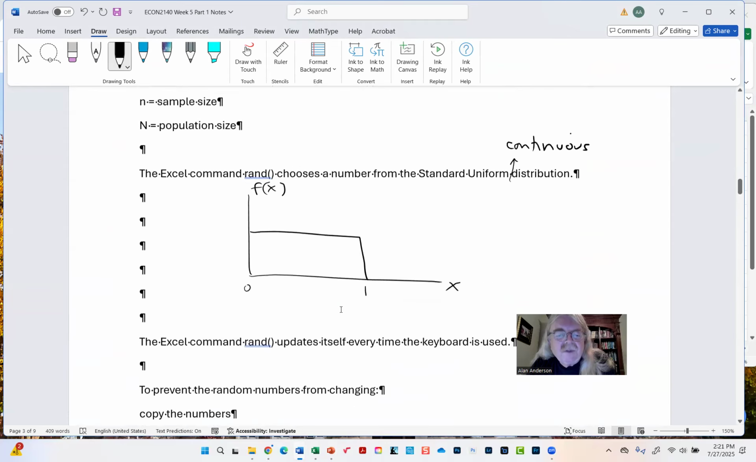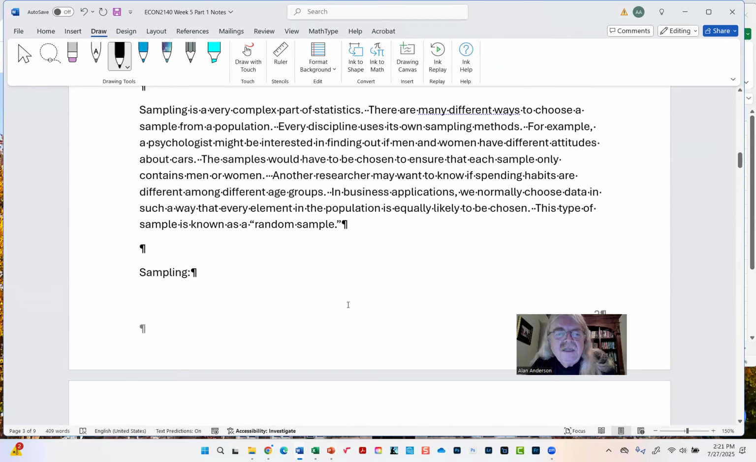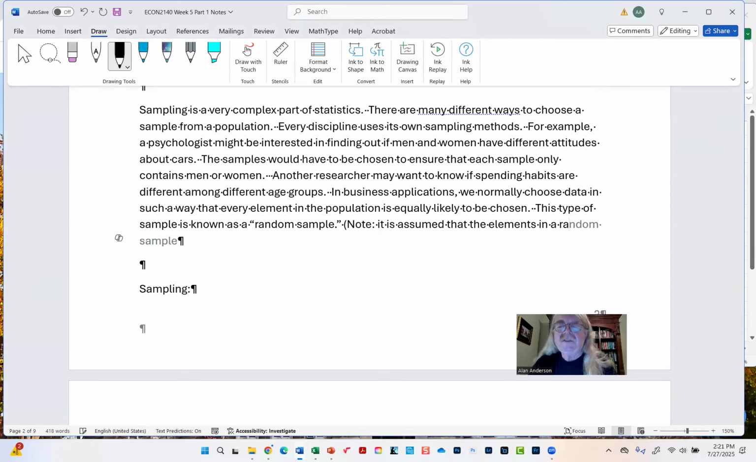Okay, I forgot where I put that. Oh, here it is. All right, I'll add this as a separate note. Note, it is assumed that all the elements in a random sample were chosen randomly, independently. So, I'm sorry, independently of each other.